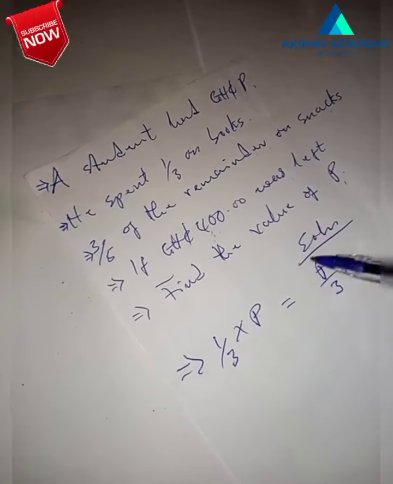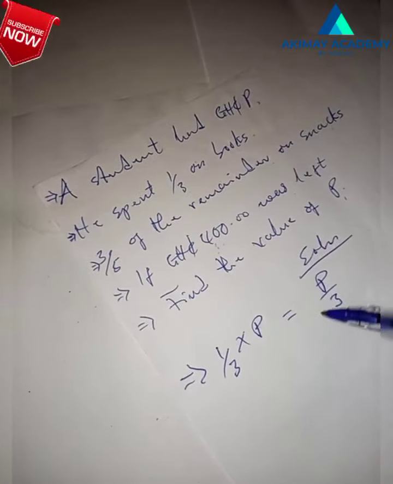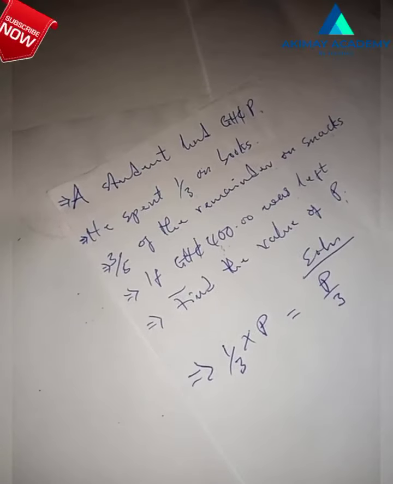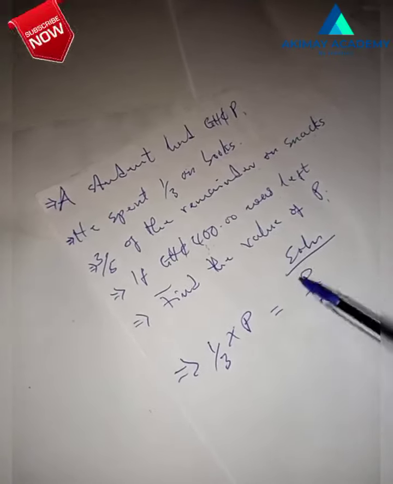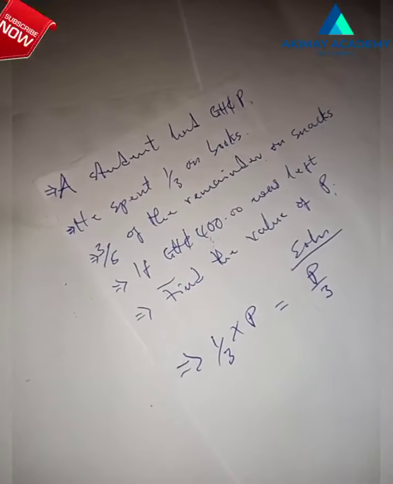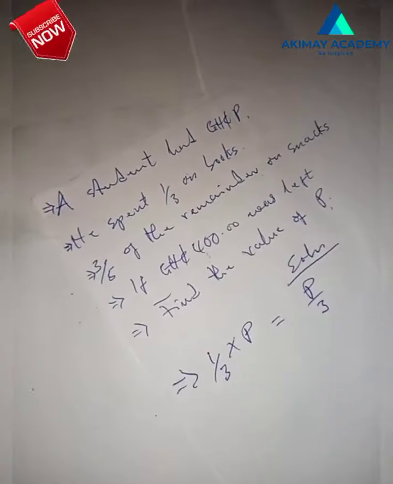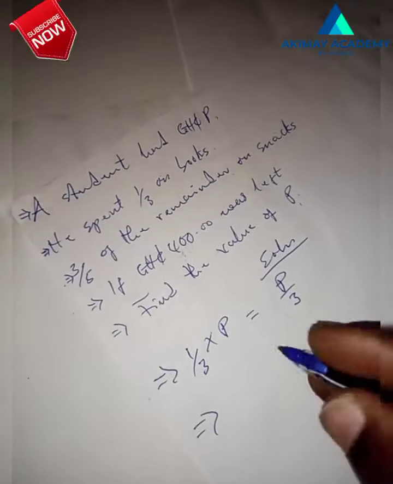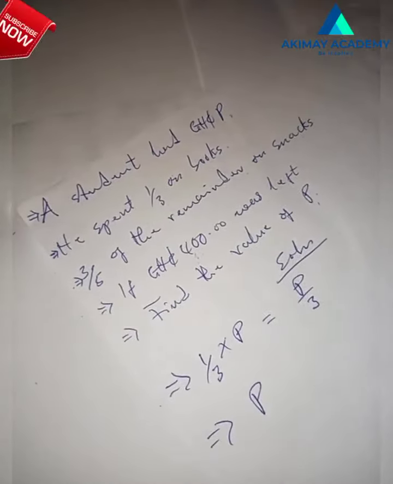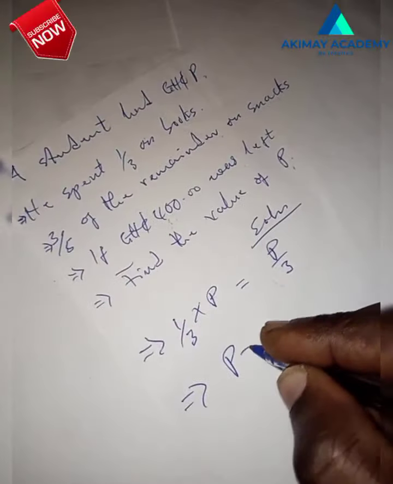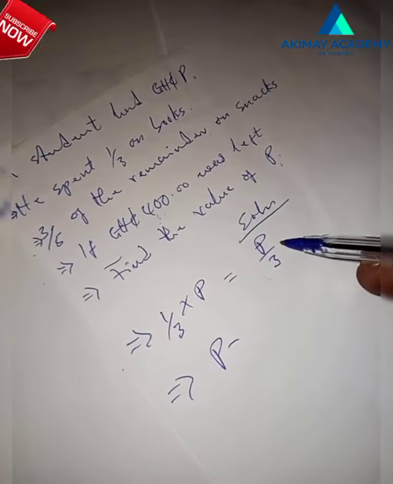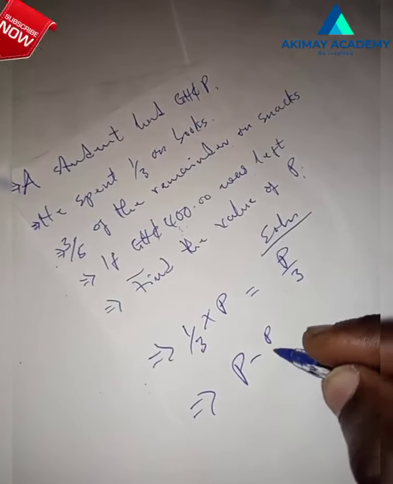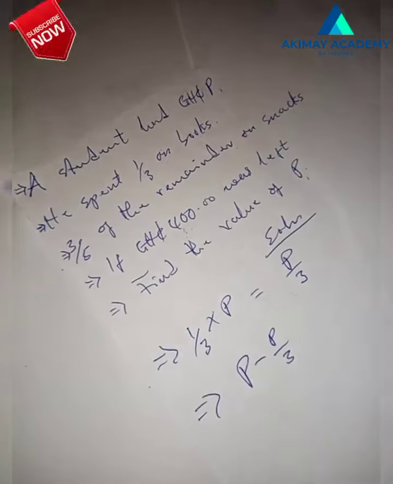So this is the money that the student spent on books. So how do we get the remaining money? We have to find the remaining money. So what we do is we take the actual amount, which is P, minus the money he spent on books, so that we can get the remaining money, which is P out of 3.